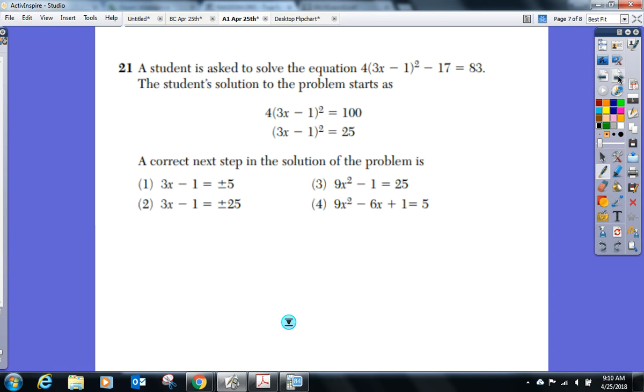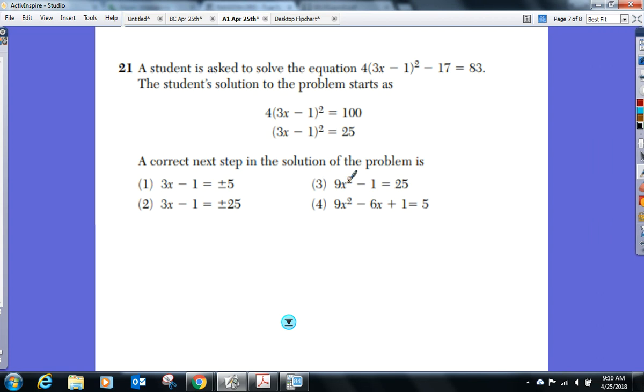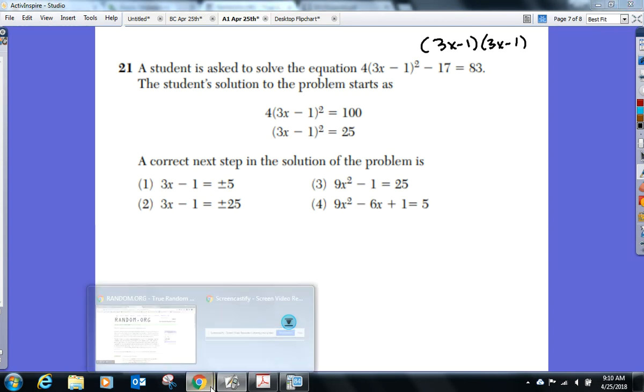All right, a student solved that equation. Here are their steps. Here's where they are right now. Quick question, even though this is not part of it. How did they go from that first step to that second step? What did they do? They divided everything by 4. Okay, now we're at this step right here. What would you do right now at this step? And the answer is not do 3x minus 1 times 3x minus 1. That's not happening. What is the next step to solve for x?